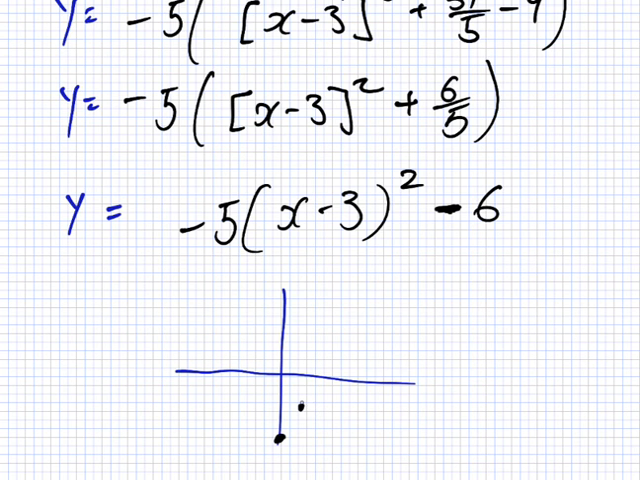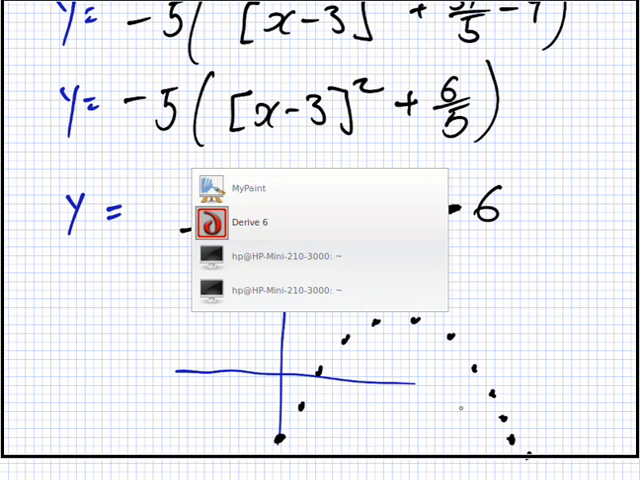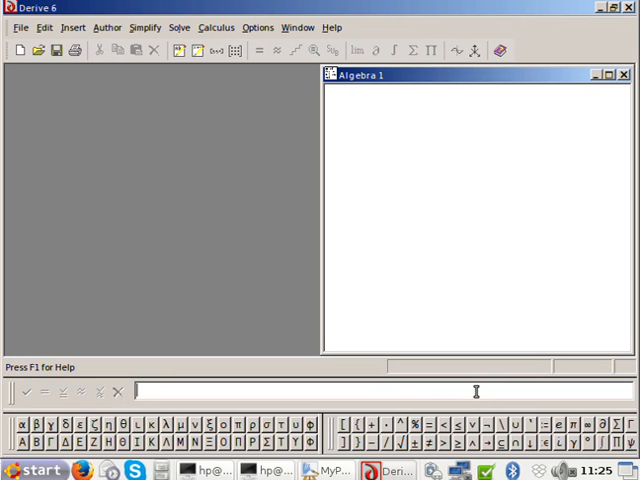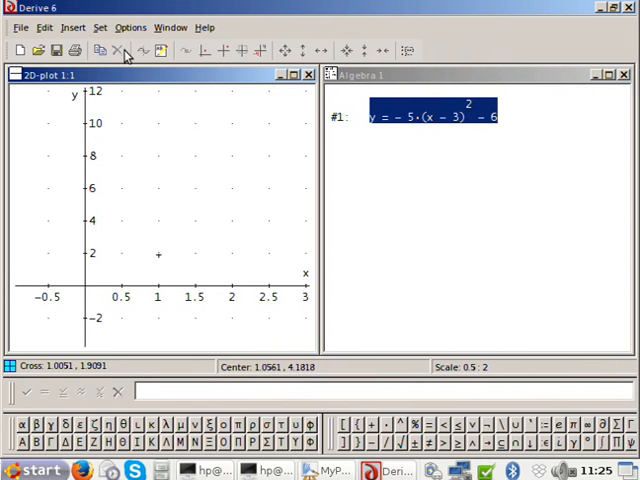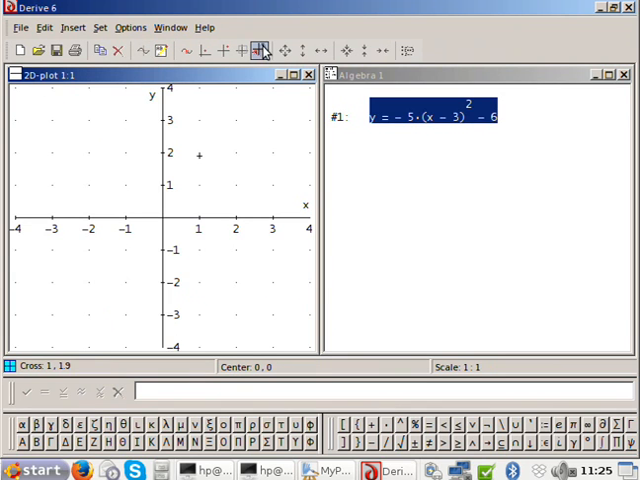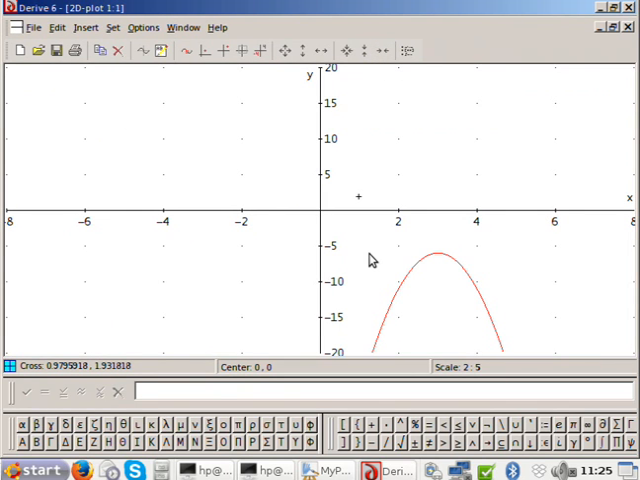In other words, if you get all the points, you'll see that you'll get this type of shape. And that's why I opened my program here, so I can show it to you. Y equals minus 5x squared, well, what was my answer? Minus 5 x minus 3, was it? Yes. Minus 6? Yeah. There it is there.